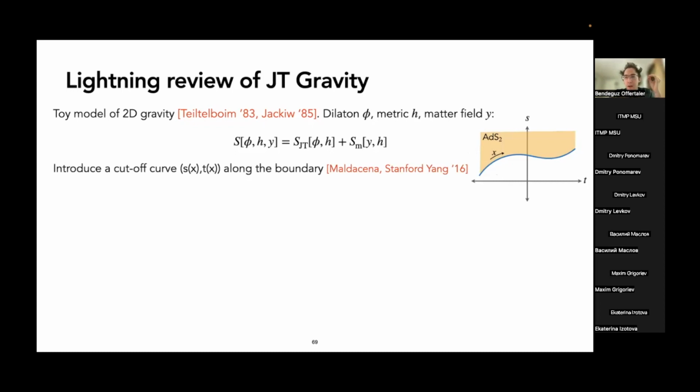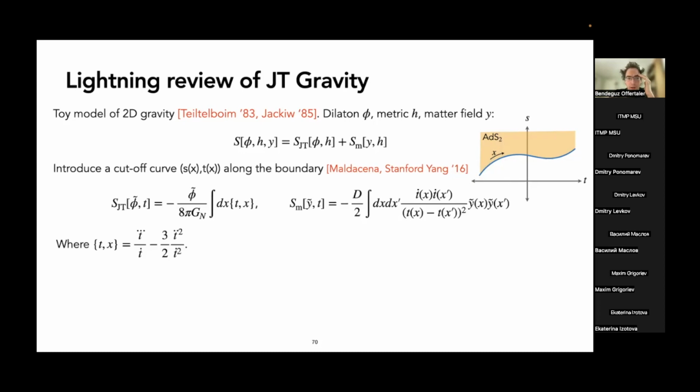So it is necessary to introduce a boundary curve, a cutoff curve that has non-trivial dynamics. This cutoff curve can be specified by the reparametrization map from the proper time along the curve to the AdS2 time along the boundary. One finds that the JT gravity action reduces to a boundary term, which is given by the Schwarzian derivative. This almost follows entirely from symmetry, because the JT gravity action is supposed to be invariant under the SL2R transformations that act as isometries on AdS2. And the Schwarzian derivative is the object that is SL2R invariant with the fewest number of derivatives.